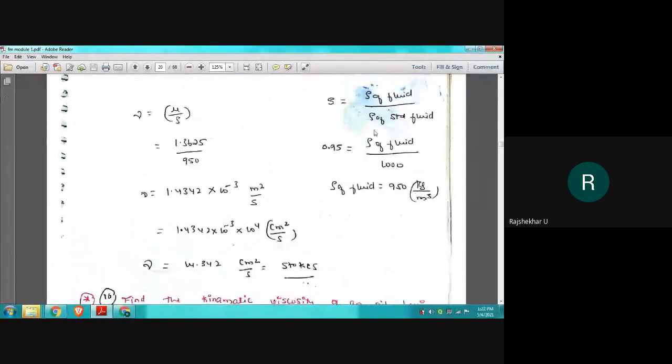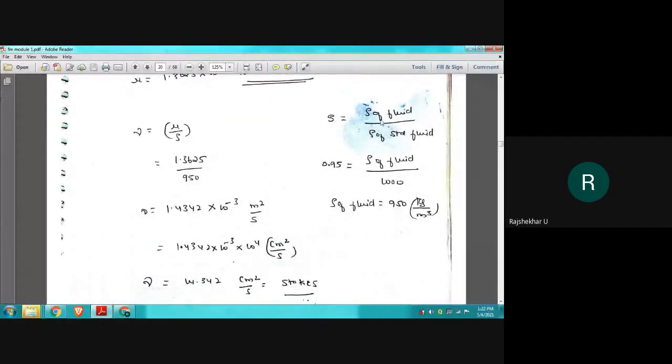So I think here it is already done. The specific gravity is equal to the density of the fluid, which is given, divided by the density of the standard fluid. So 0.95 is equal to the density of the fluid divided by 1000, which is water. For water, the standard fluid is water. So the density of the given fluid is 950 kg per meter cube.